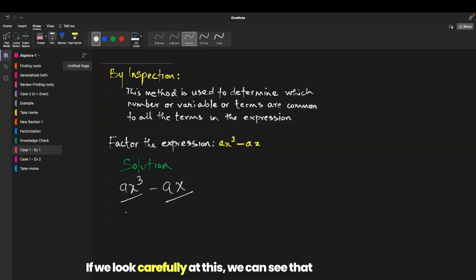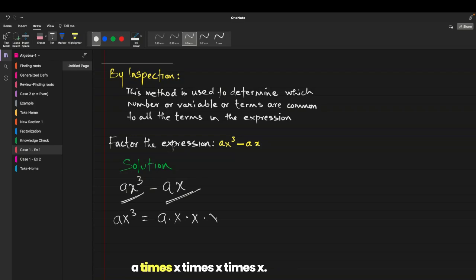If we look carefully at this, we can see that ax is common here and ax is common here. Again, we can rewrite ax cubed as a times x times x times x. To understand this better, you can revisit our previous videos, such as you will find here. So if you think about ax cubed as a times x times x times x, it's easy for you to rewrite this expression as ax times x times x minus ax, right?